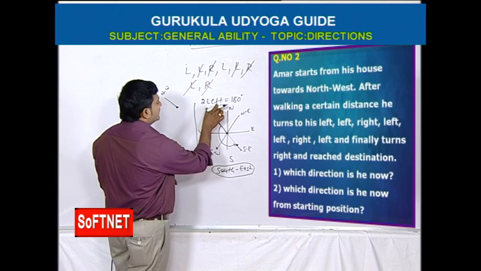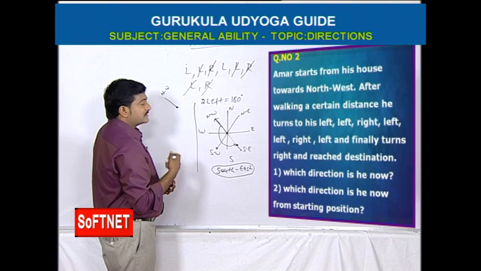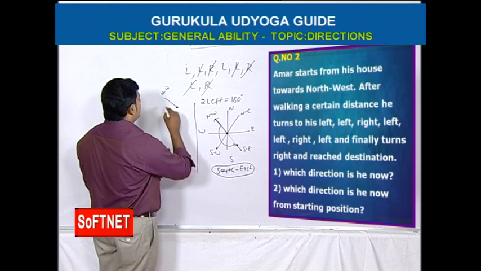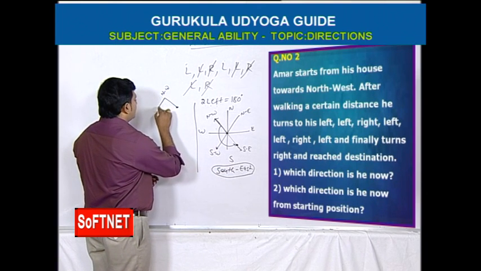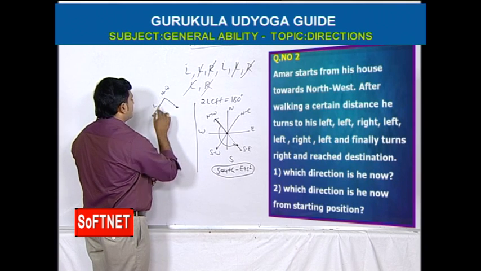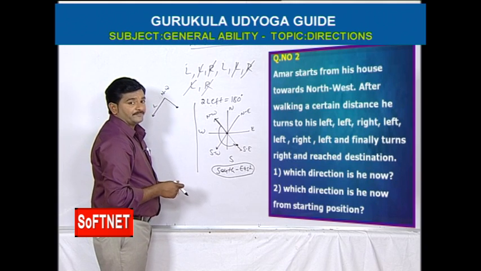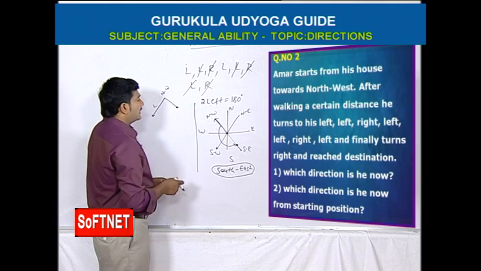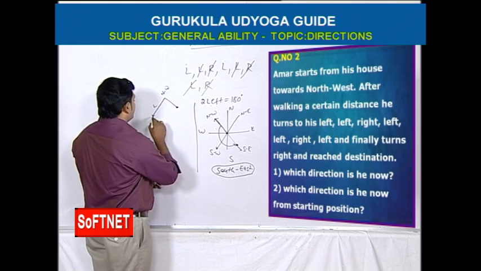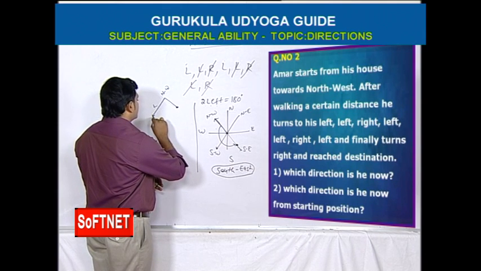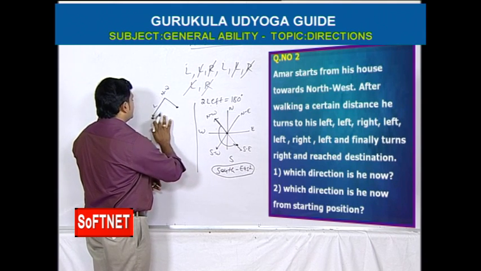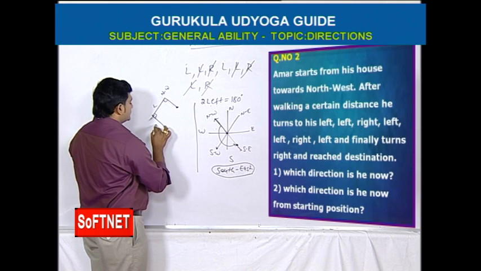How many lefts are left here? 2 lefts. 1 left is equal to how much? 90. So this is 1 left. This is 1 left. So 1 left means indirectly he came to southwest direction, and secondly 1 more left is there, right? So 1 more left means indirectly you have to get the angle between these two equal to 90. So this is another left.